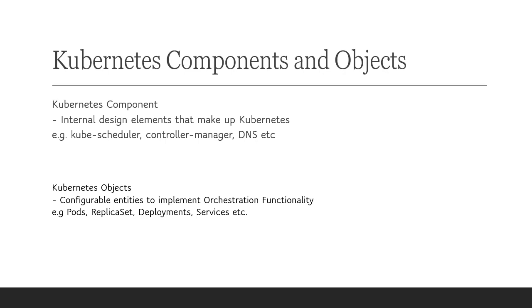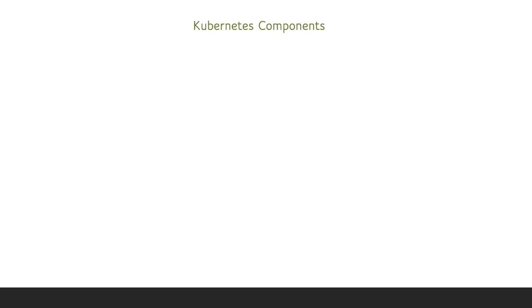Kubernetes components can be seen as what makes up Kubernetes, and Kubernetes objects can be seen as functional elements, or what Kubernetes operates on. To understand Kubernetes components or Kubernetes internals, we are going to use a ground-up approach. We are going to start with a clean slate and build Kubernetes on top of it.